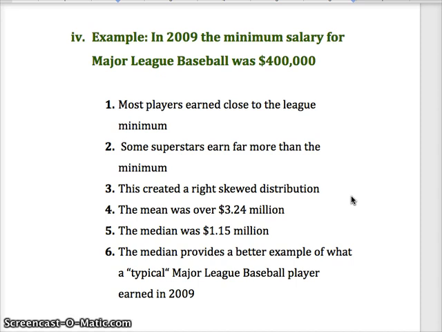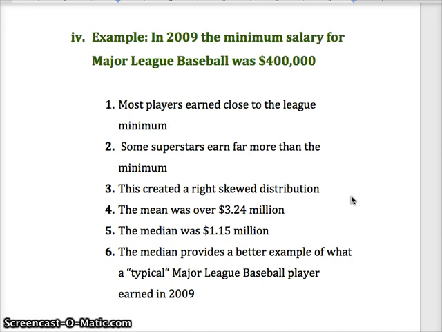If you come up and you're a rookie, you're at league minimum. Superstars earn far more than the minimum. That already lets us know that we're looking at something that's probably skewed right, with very few outliers far to the right, for the people that hit a lot of home runs, for the people that signed big contracts. And that means we had a mean of over 3.24 million, but a median of 1.15 million.